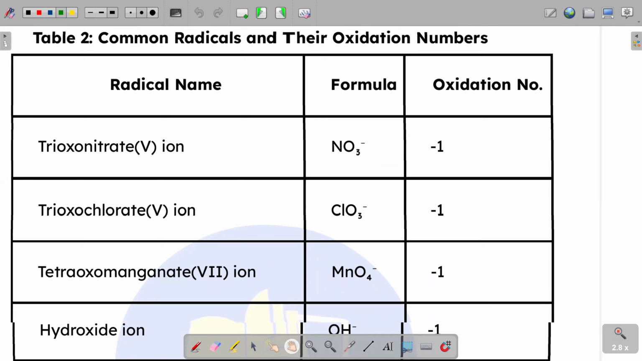So usually the oxidation number of ions is the charge they carry. So you say that in this case, the assigned charge to NO3 minus is -1 because that's the equivalent charge or the effective charge it is carrying. While trioxonitrate 5 is also -1.